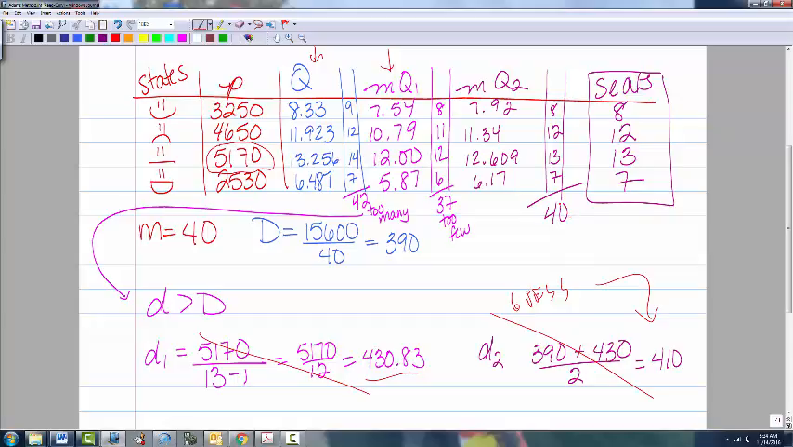Okay, so Adams' method is identical to Jefferson's method, except for the fact we always round up. And actually, you could say the same thing with Webster. Jefferson rounds down, Webster rounds mathematically, Adams always rounds up. All right, just different ways of looking at these scenarios.